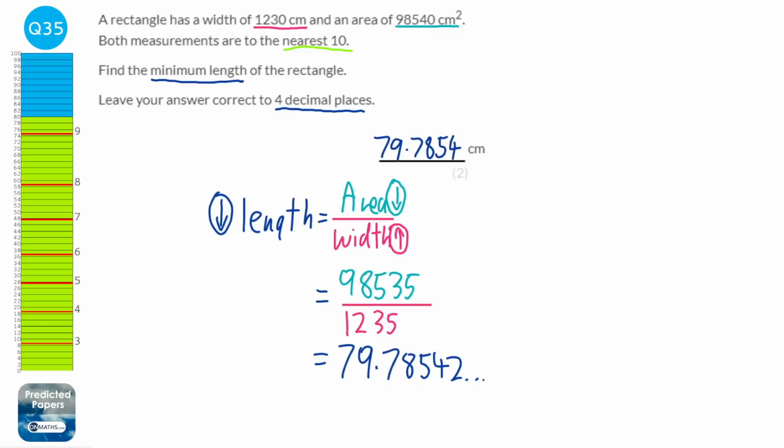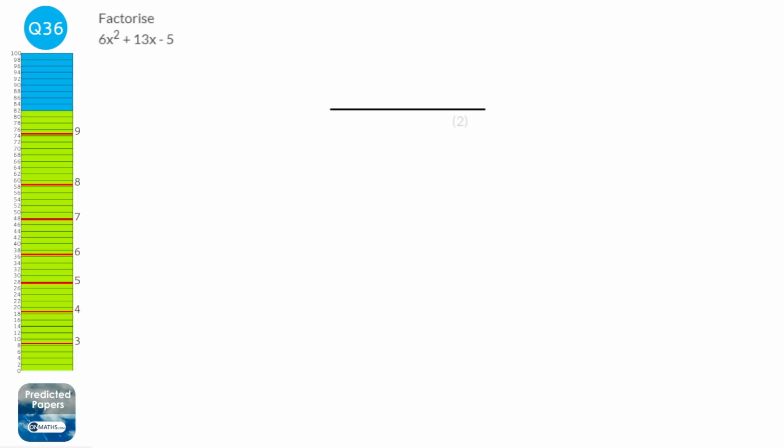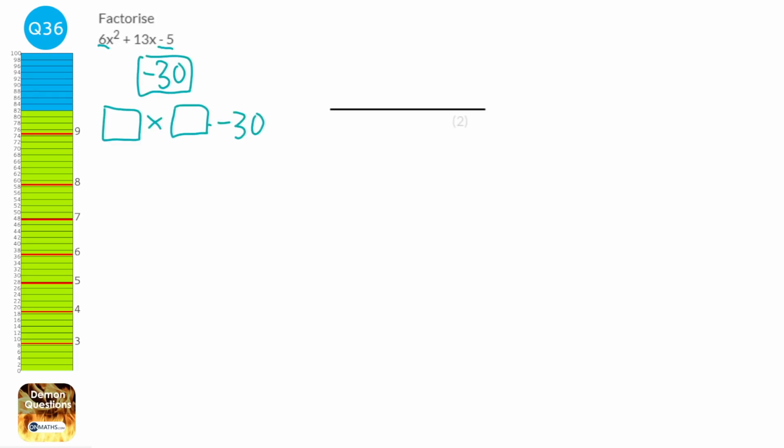79.7854. We're going to first of all multiply the coefficient of the x squared, which is 6, with the number on its own at the end, which is minus 5. And that will give us minus 30. And the special thing about this number is we're looking for two numbers that multiply together to make that number, and that add together to make the coefficient of the x, which would be 13.